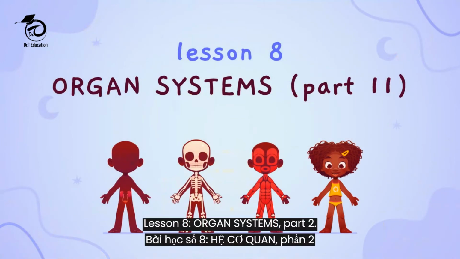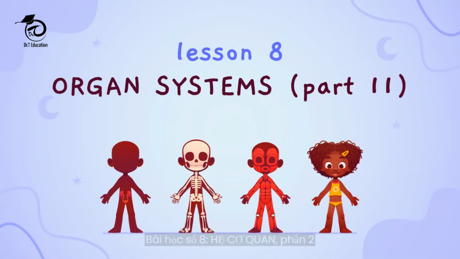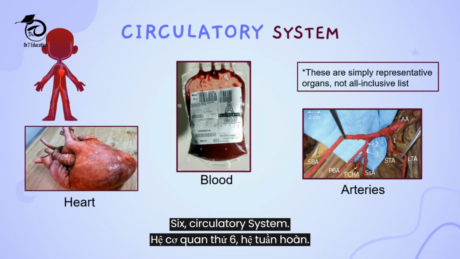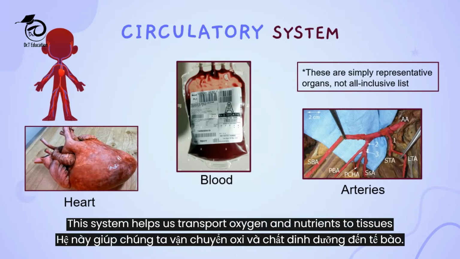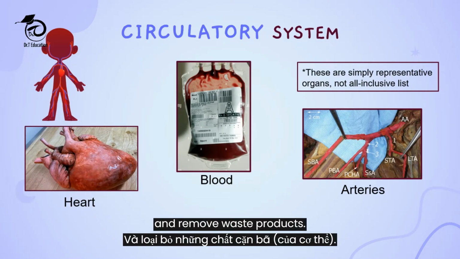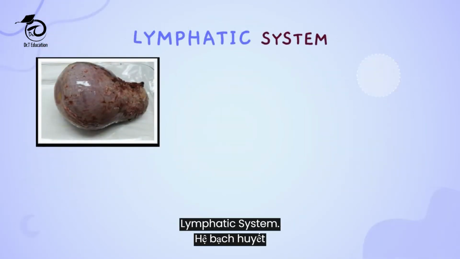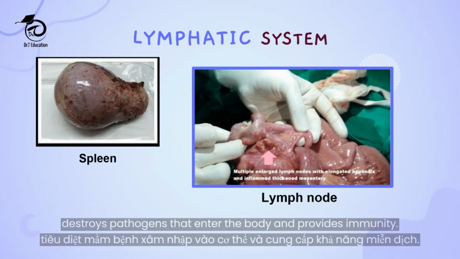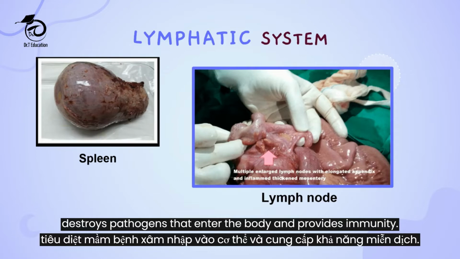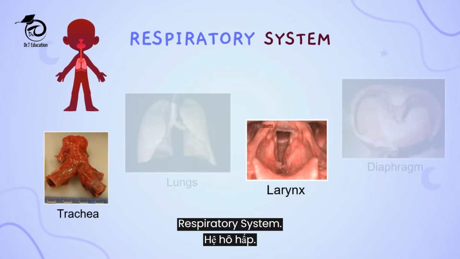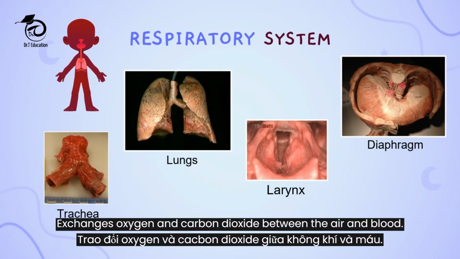Lesson 8, Organ Systems, Part 2. 6. Circulatory System. This system helps us transport oxygen and nutrients to tissues and remove waste products. Lymphatic System. It returns tissue fluid to the blood and destroys pathogens that enter the body and provides immunity. Respiratory System. Exchanges oxygen and carbon dioxide between the air and blood.